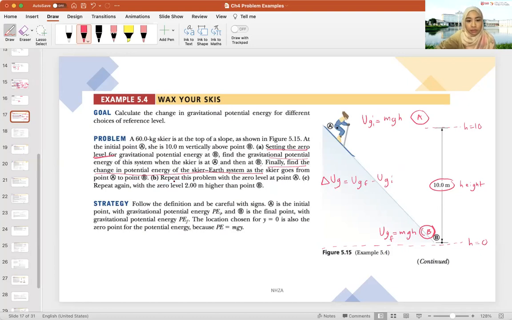And then part B, repeat this problem with zero level at point A. Repeat again with zero level 2 meter higher than point B. Okay, let's do the first one first. So the strategy here: follow the definition and be careful with signs. A is the initial point with the gravitational potential energy PE initial, and B is the final point. This is what we said just now. With the gravitational potential energy PE final.